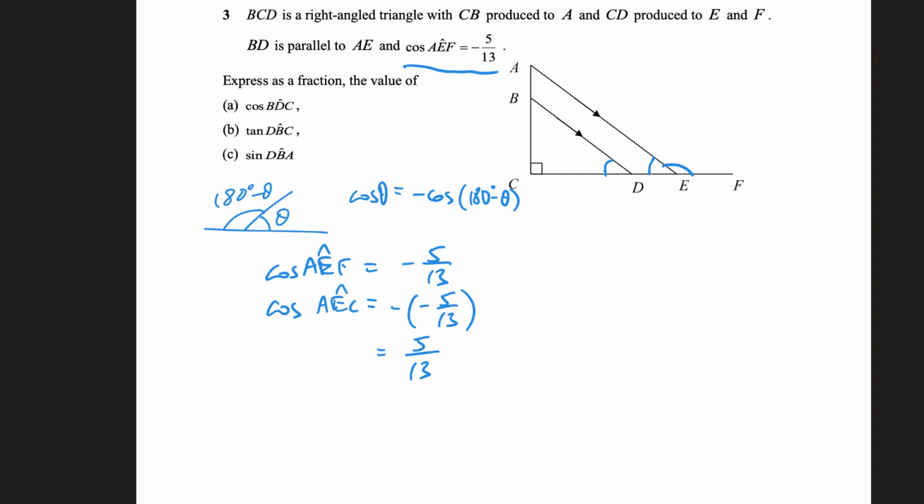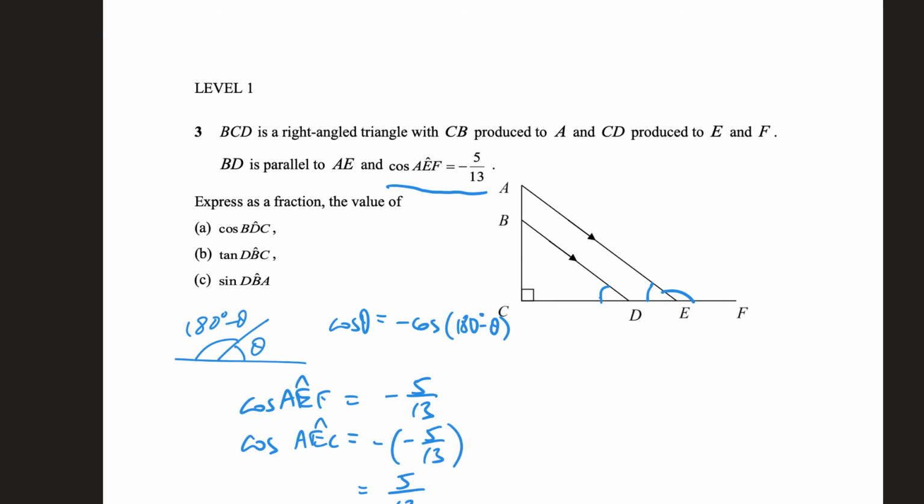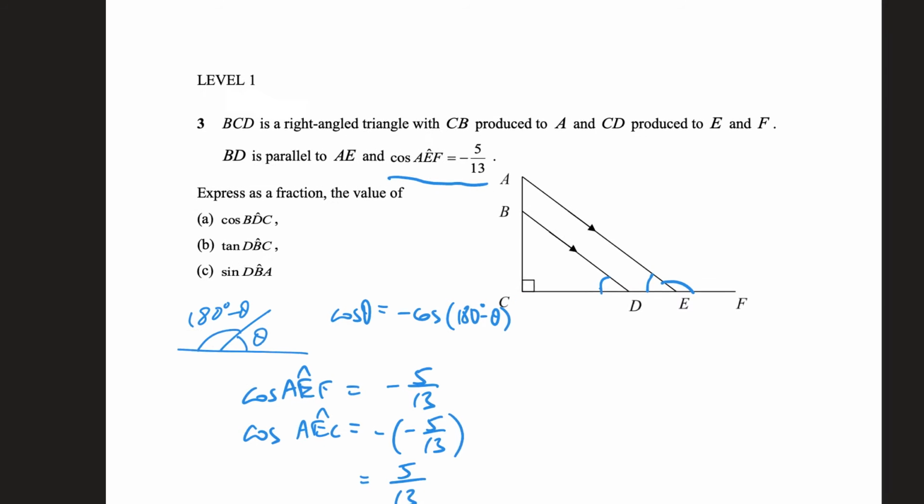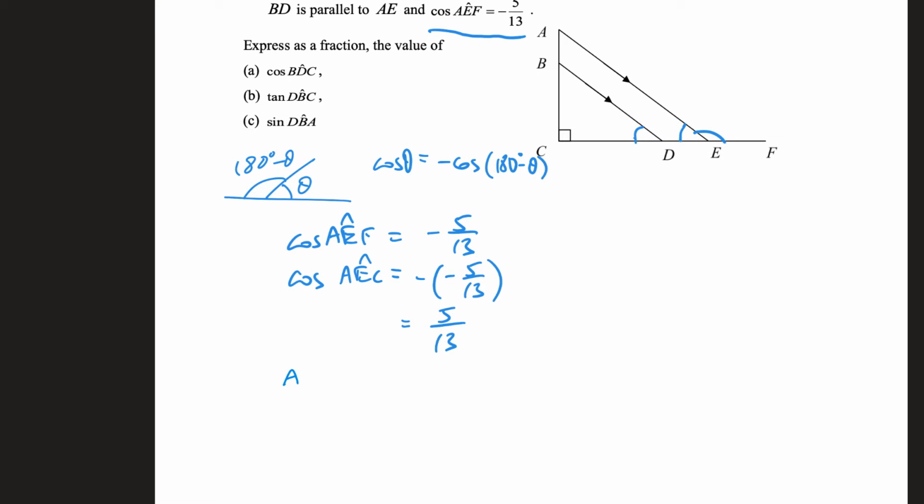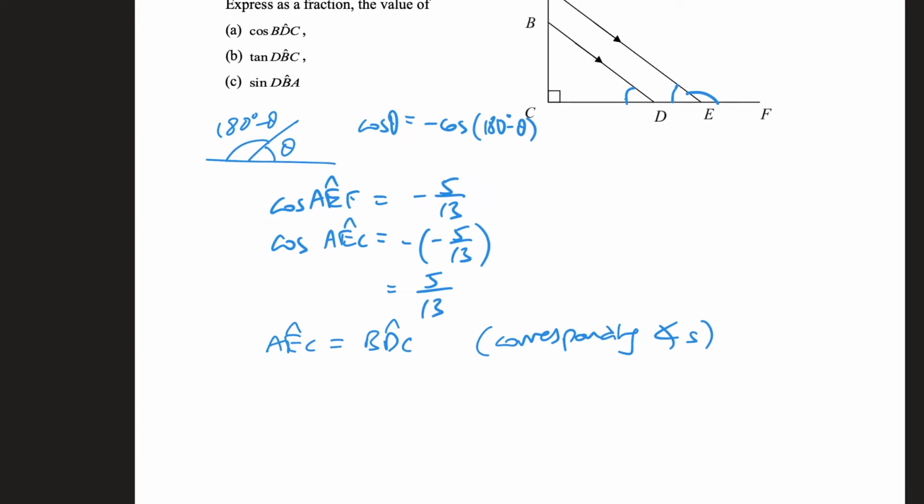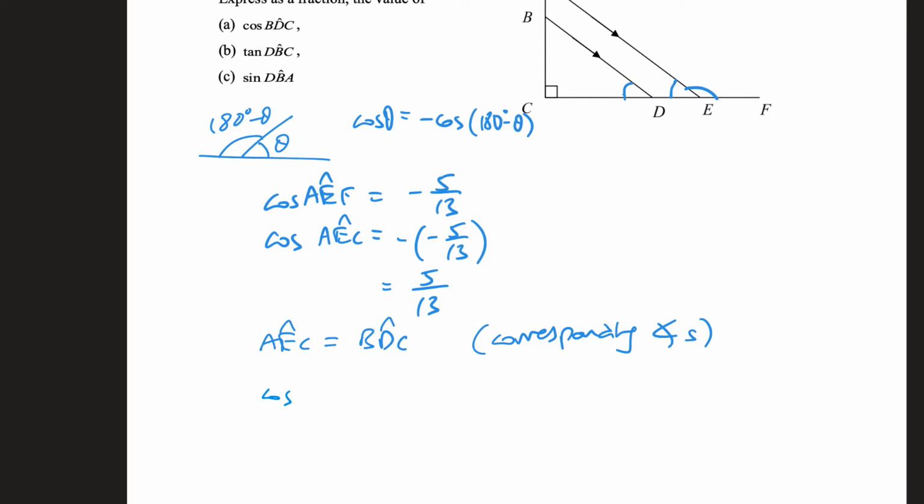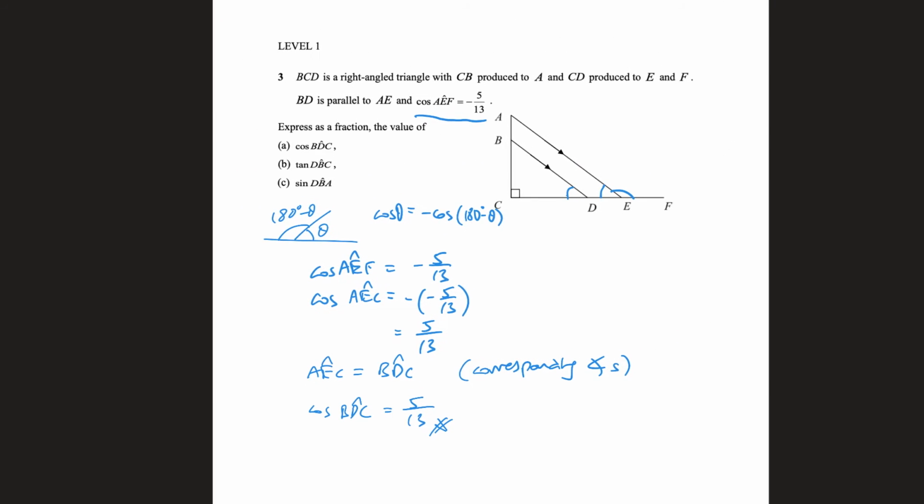What about BDC? If they tell me that these two are parallel, and they're along this line, so these two are therefore equal because of corresponding angles. So AEC is actually equal to BDC because of corresponding angles. And so immediately, if the angle is the same, I can also say cosine BDC is therefore also 5 over 13. Yep. Okay, that's part A.